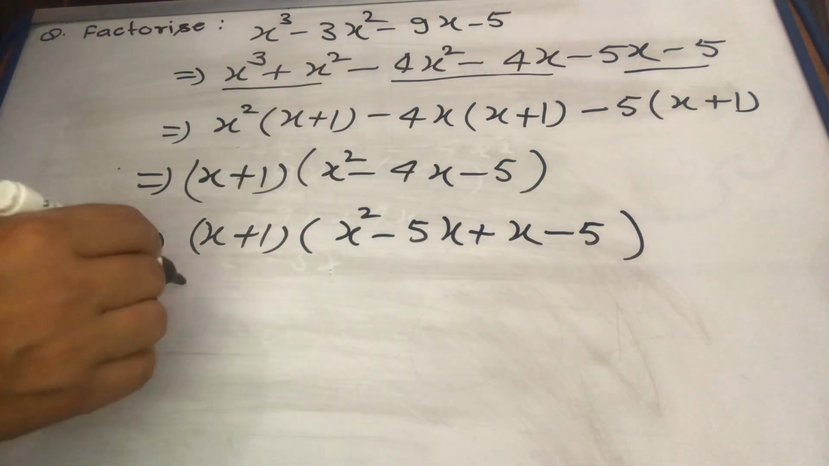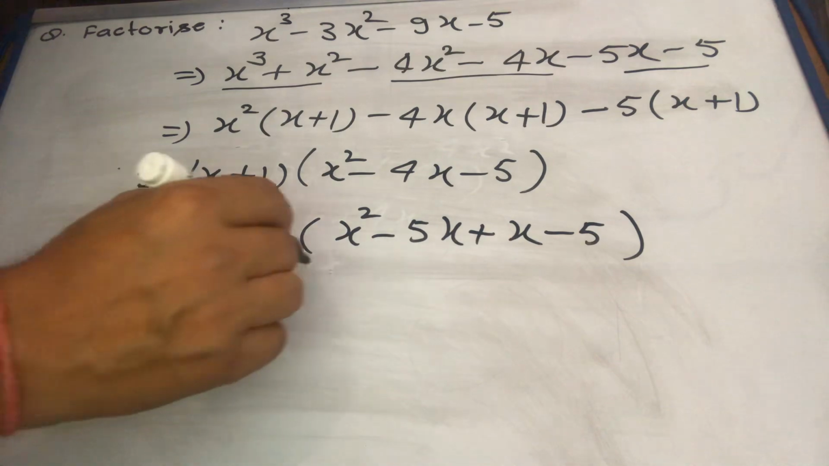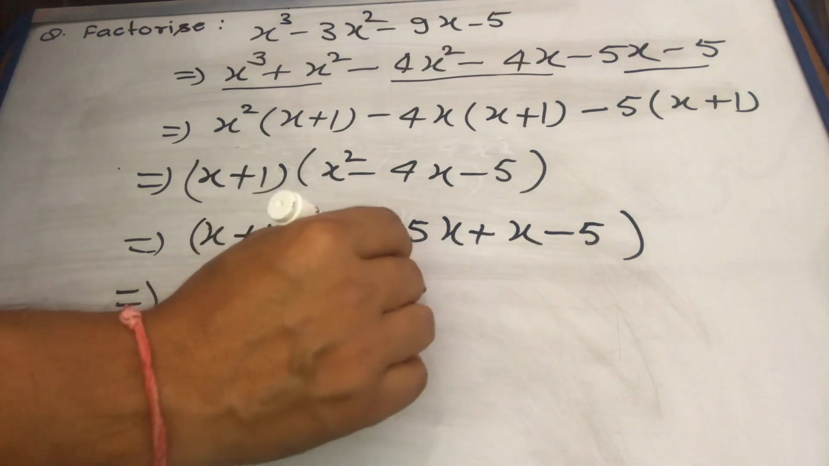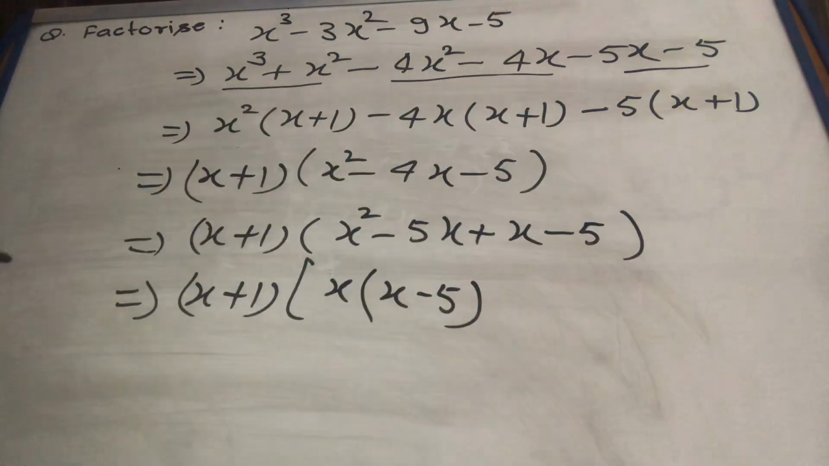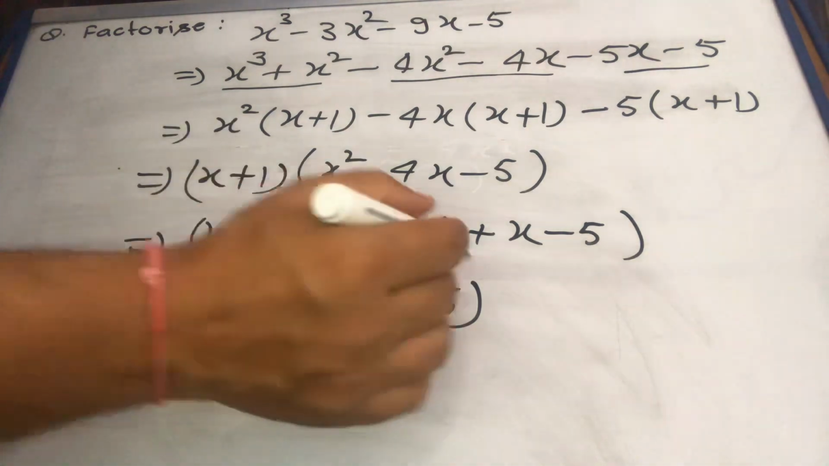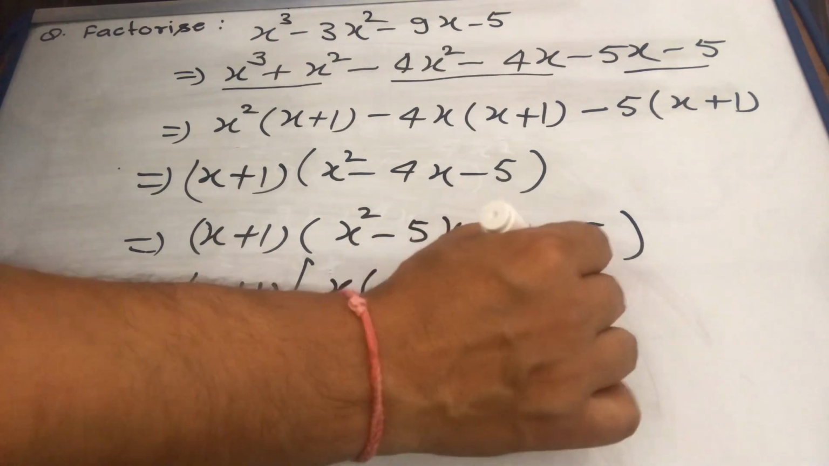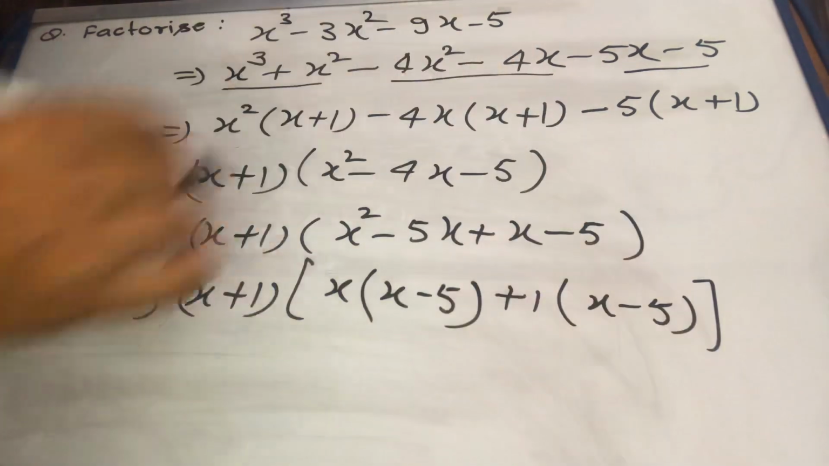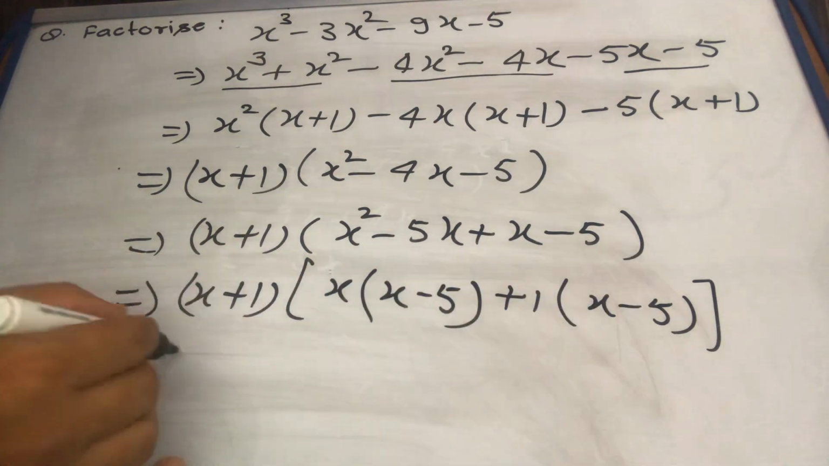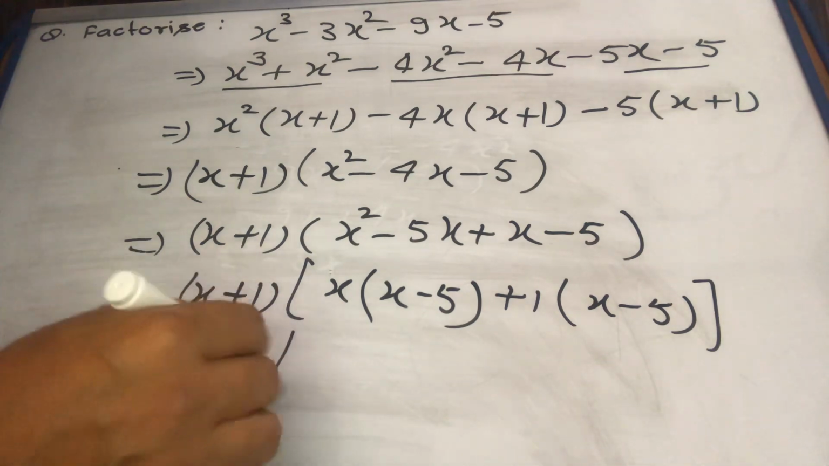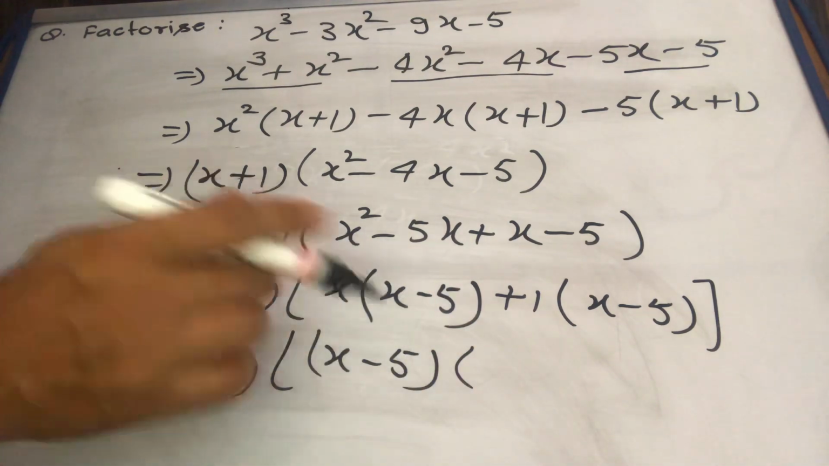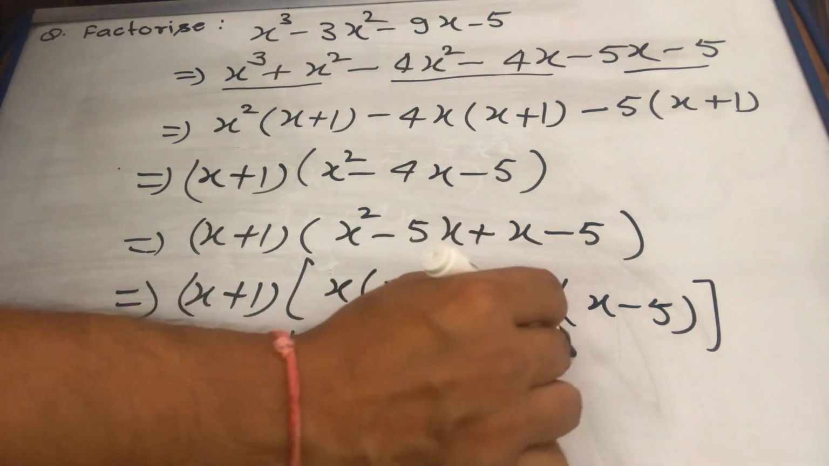Now you take the common in the first two terms. If you take x common in the first two terms, you will get x minus 5. And in the last two terms, what is common? Here 1 is common. So you take 1 as common and you will get x minus 5 same to same. After that, once again you take the common in these two terms: x minus 5 is common. The remaining thing in the first term is x and in the second term is 1.